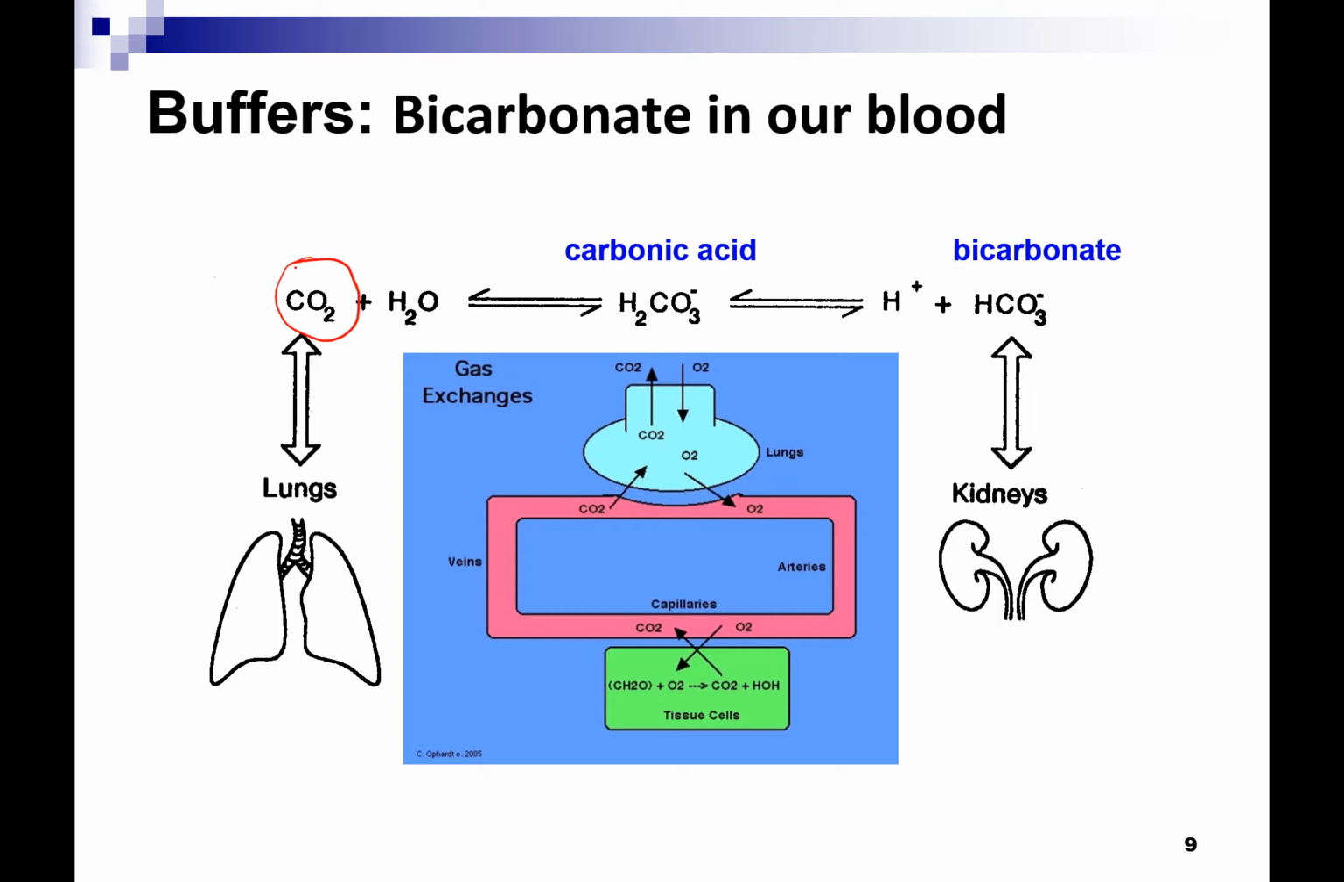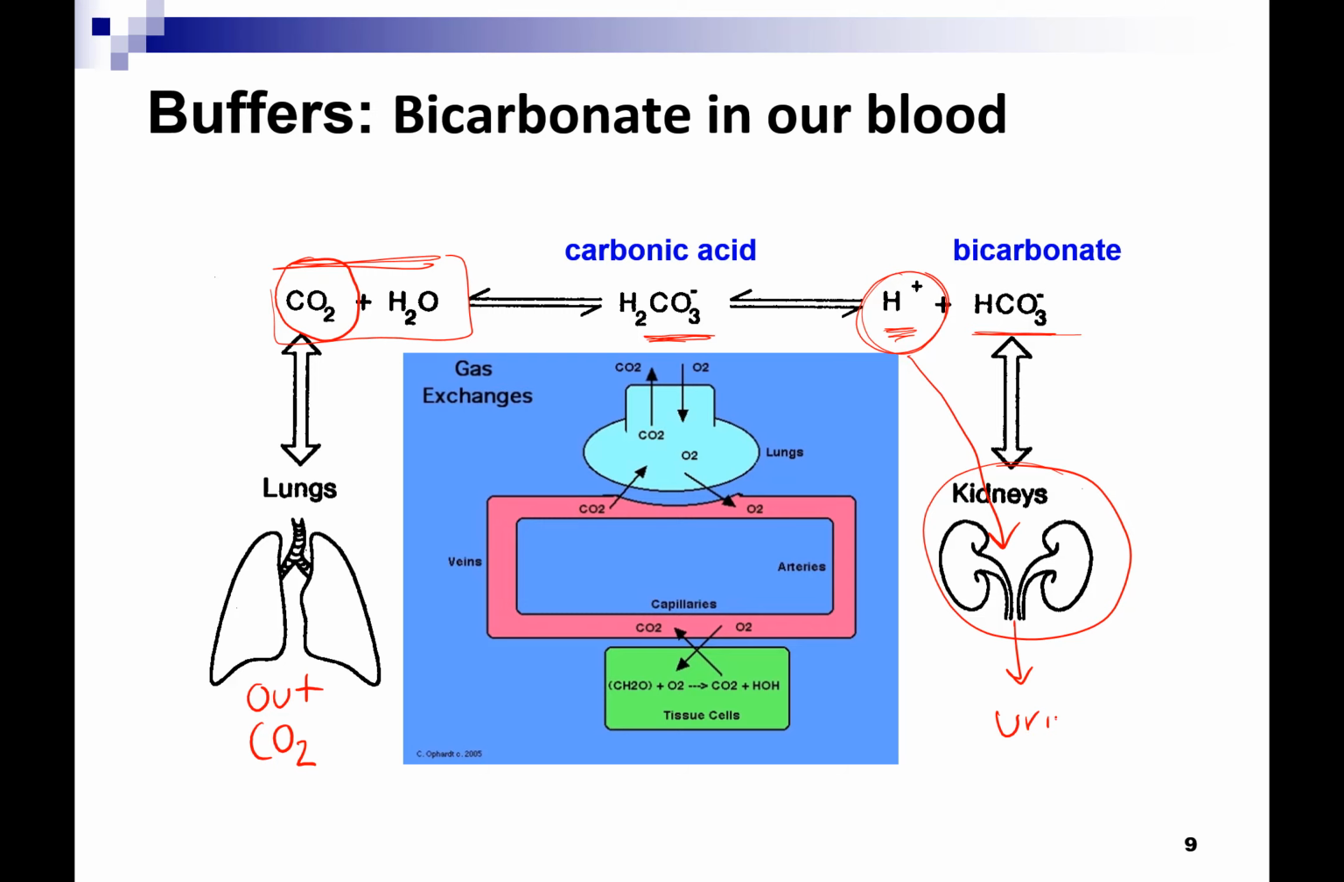We can regulate our pH, or we do regulate our pH long term, by breathing and by using our kidneys. So in your lungs, you normally breathe out CO2. In this equation, you can see that CO2 and water interact and make carbonic acid. Carbonic acid can donate a hydrogen ion, acidic, and make this bicarbonate ion. If you have too much acid in your system, the kidneys will get rid of it through your urine.